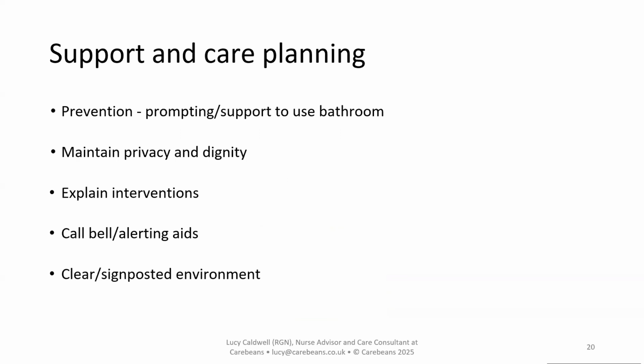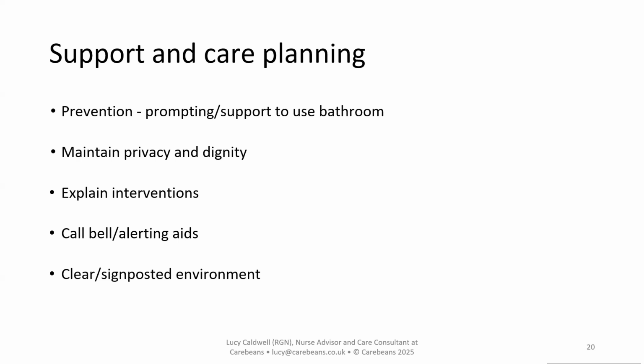So there's just a few key statements here, which I'll say is in that preset text. As I just said before, it's about prevention. It's about prompting and supporting to use the bathroom so that you can hopefully help that person to get there in time before they're incontinent. It's also about checking clothes and underwear to make sure that they're not soiled, and what you need to put in place to assist that person if they have been incontinent.